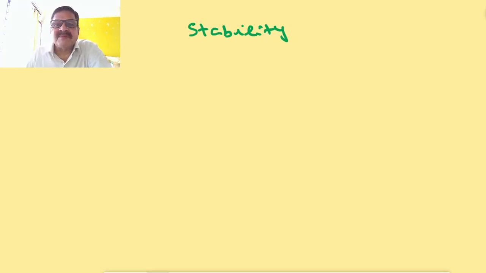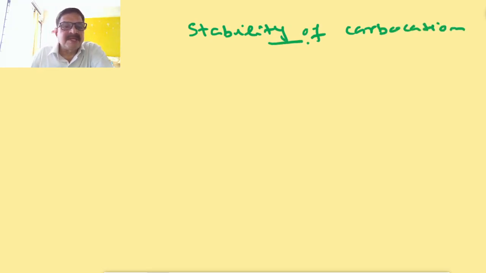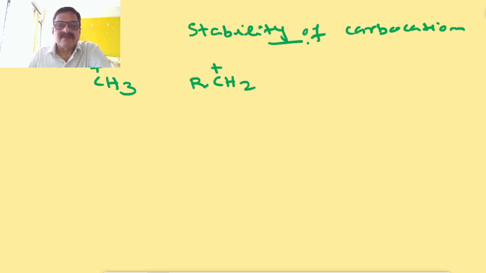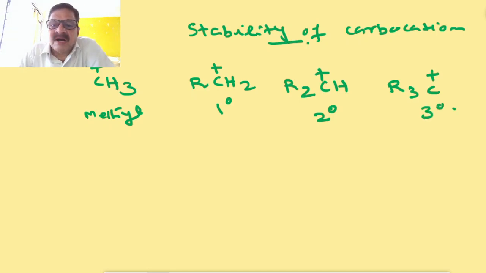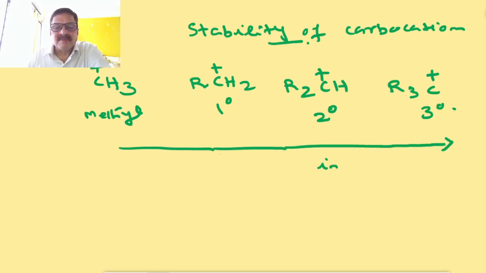Now let us examine the stability of carbocations. We have the methyl carbocation, CH3 plus. Then RCH2 plus, the primary one. The order of the stability: methyl, primary, then R2CH, secondary, then R3C, tertiary. As the number of R groups on the positively charged carbon atom increases, the stability of the carbocation increases. Just like the rate of the SN1 reaction increases as the number of R groups increases, in the same way the stability of the carbocation increases.